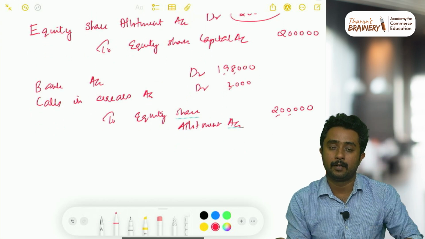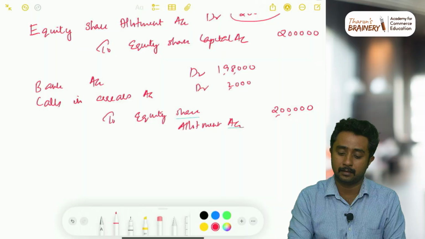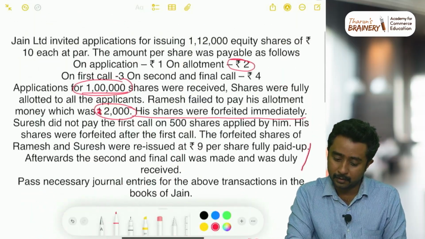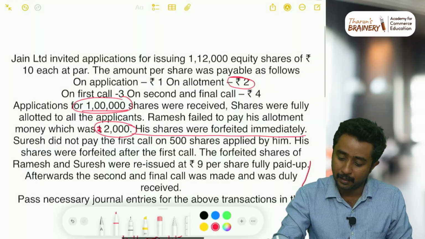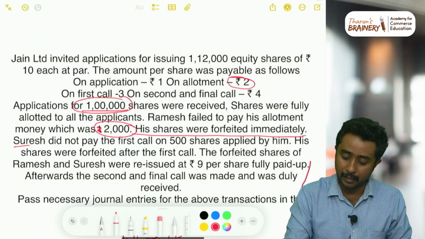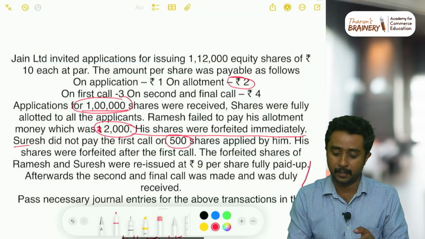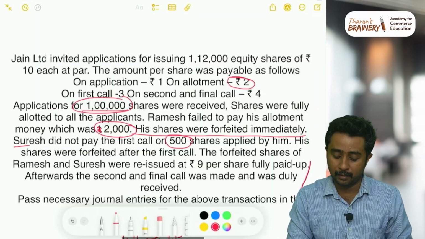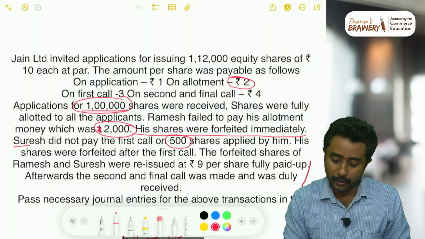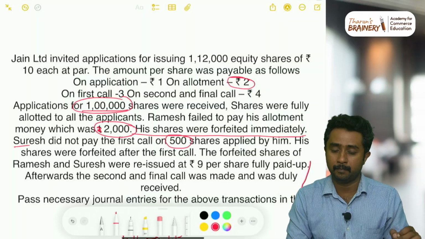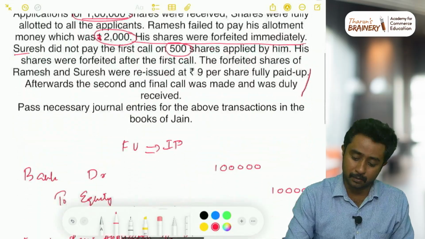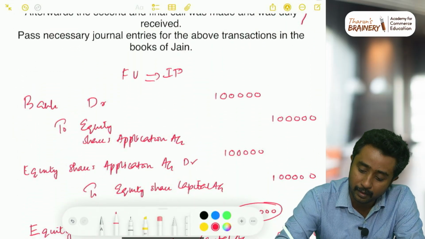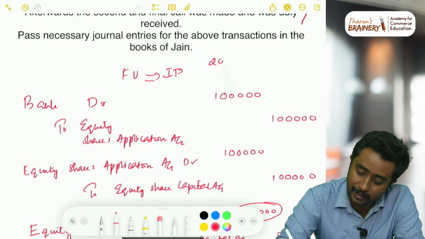After allotment, we are immediately forfeiting the shares of Ramesh. So in that case, we need to find out how many shares we are forfeiting. In the case of Suresh, they have mentioned the number of shares, but in the case of Ramesh, they directly say that rupees 2000 is not received from Ramesh. How many shares the 2000 belongs to is not given. That means how many shares Ramesh has is not given here. So we'll find the value like this.